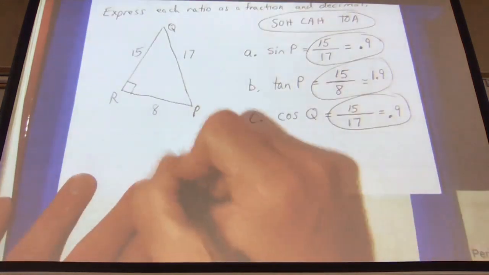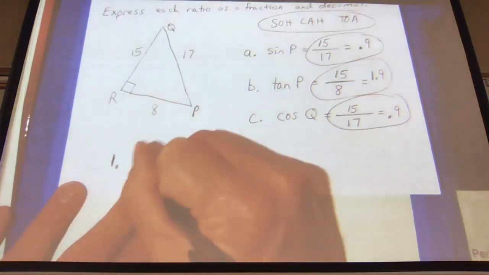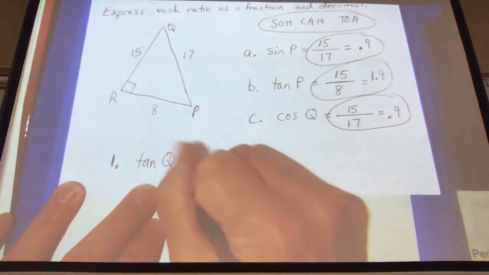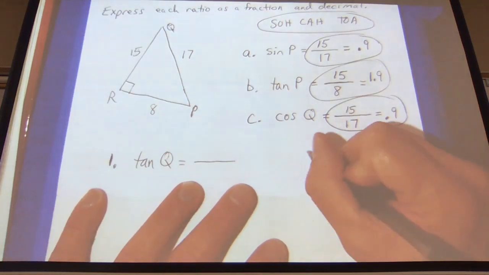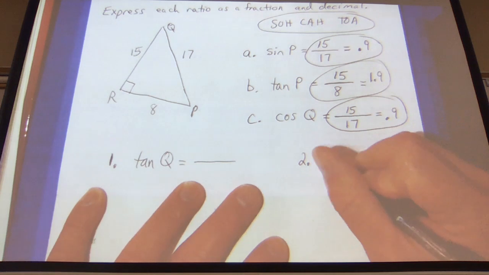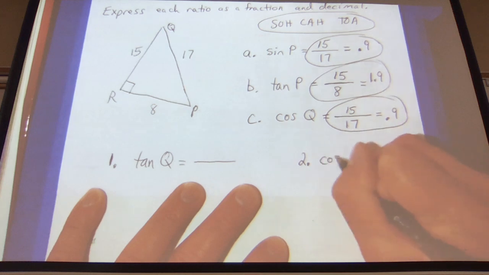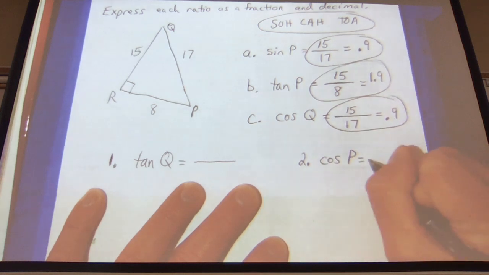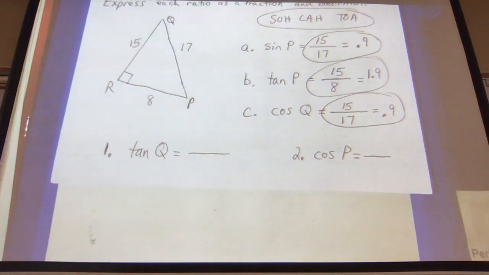All right, let's give you a couple to try all by yourself. And we'll mix it up. We'll go with the tangent of angle Q. We'll want a fraction and a decimal for that. And let's do the cosine of angle P. See if you can get those two all by yourself.